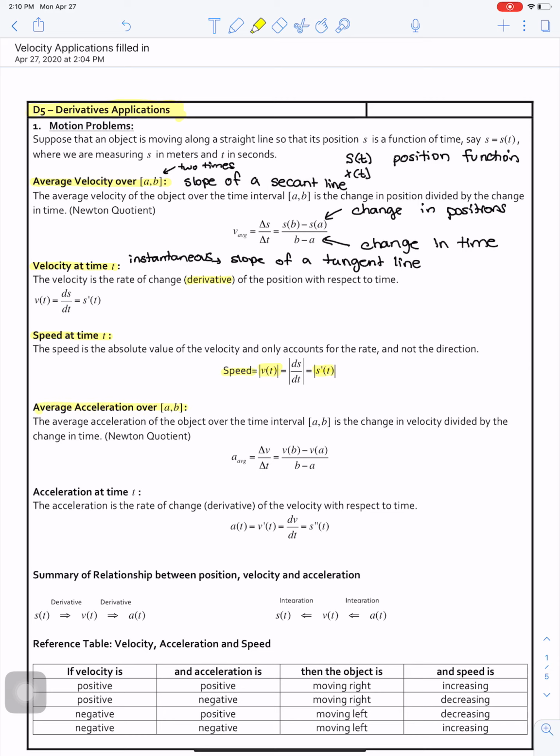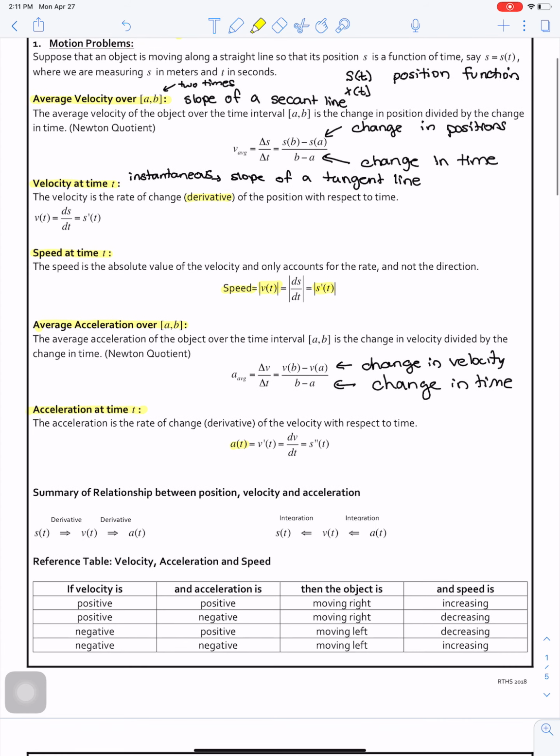Average acceleration, again, it's an average, so it's a secant line. We do change in velocity over a change in time. Or my acceleration at a time t, which is one time, is one derivative of the velocity function. And if I have the position function, I could do 2 derivatives of the position.